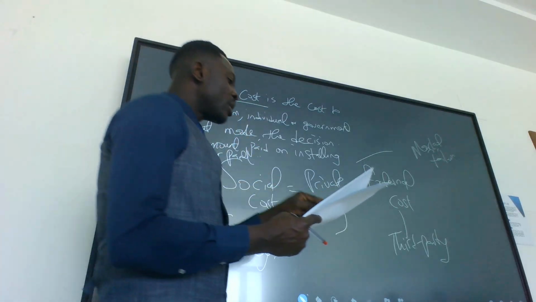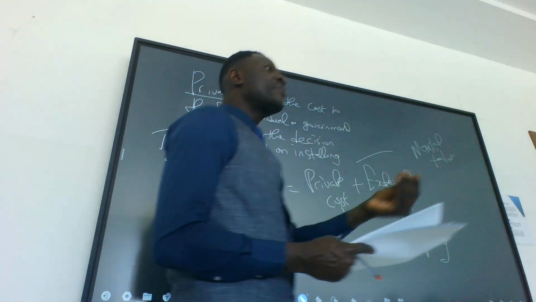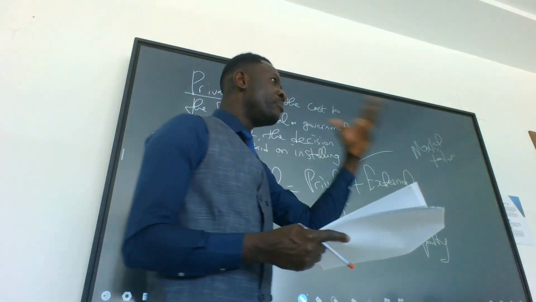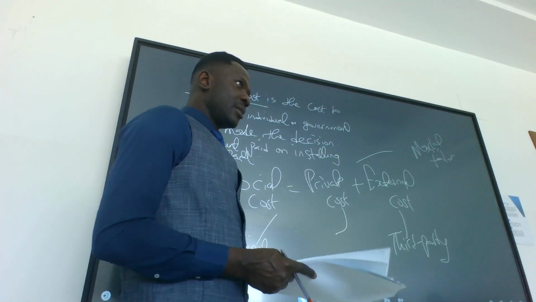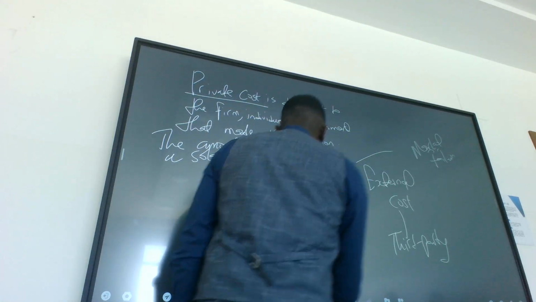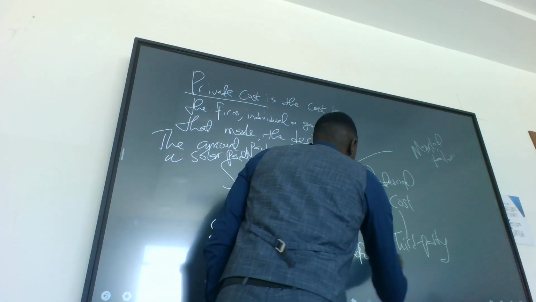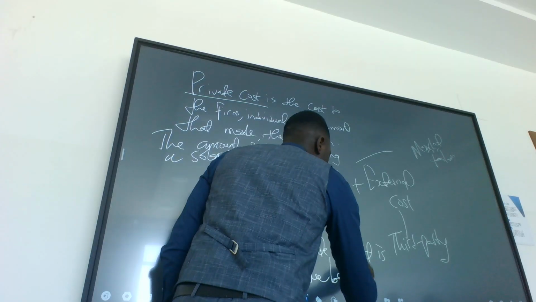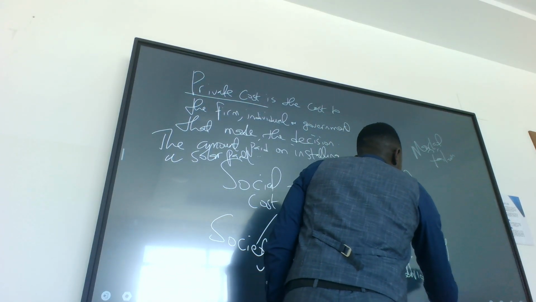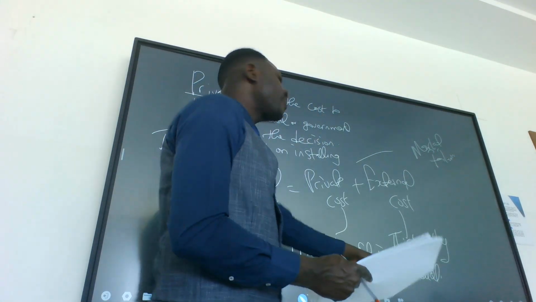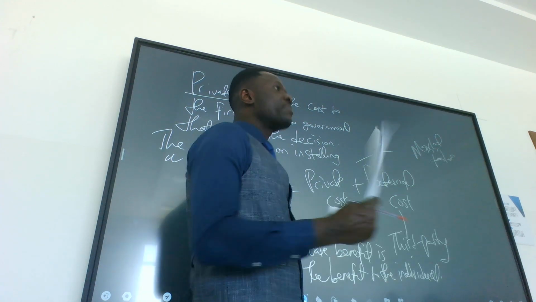Now they say, what is the private benefit of installing solar panel? The benefit of installing solar panel is the electricity bill that you will not be paying again, because solar becomes the substitute for electricity. So you write private benefit. What is private benefit? Private benefit is the benefit to the individual. So what is the benefit of installing a solar panel? A reduction in your electricity bill. That is the private benefit.